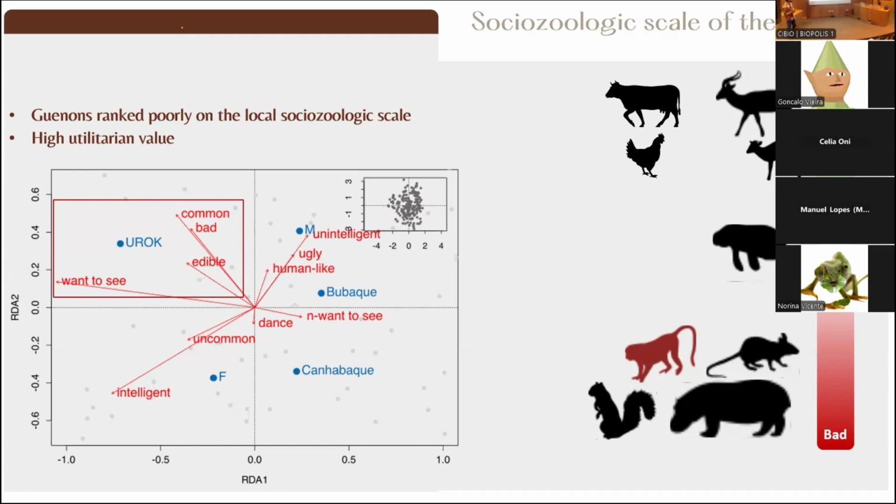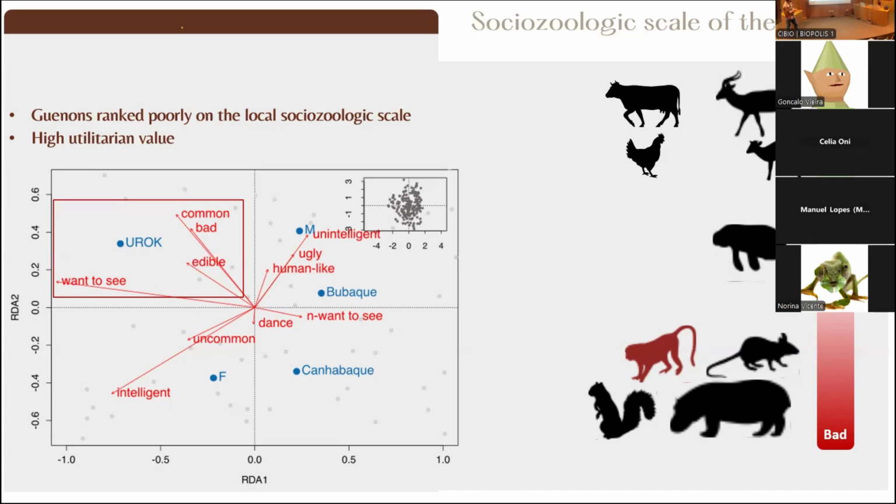And what we can see here, first of all, is that there is variation. I'm going to start with the traits. There is a high utilitarian value. So people consider them to be quite edible. Again, not really unexpected. There are not a lot of big mammals on these islands, so they are indeed a very, very important food item.